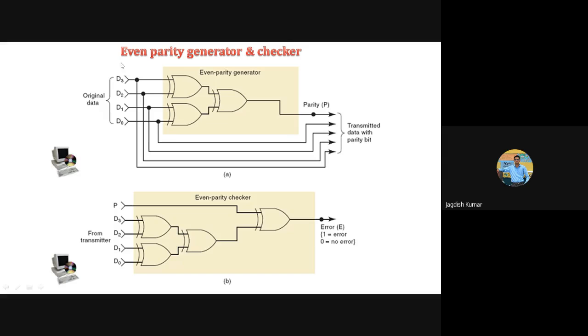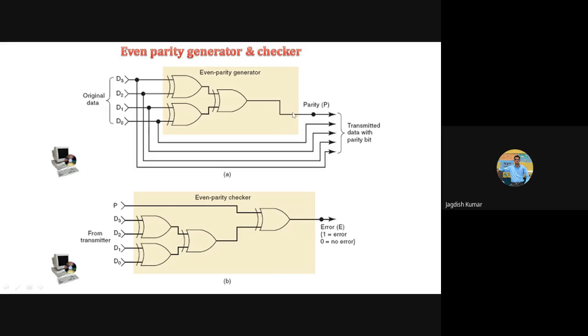How? You can check, this is a 4-bit exclusive OR gate. I hope you remember the operation of the exclusive OR gate. If the number of ones at the input of an exclusive OR gate is odd, then what will be the output?